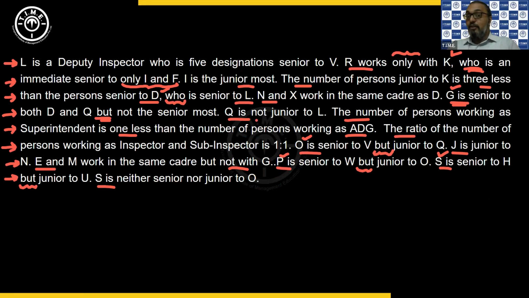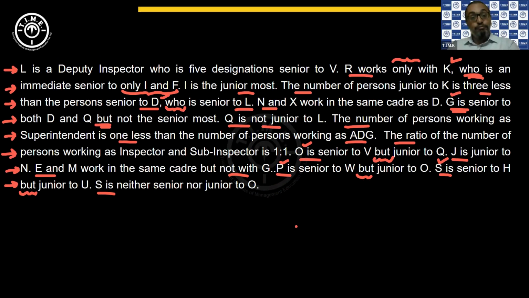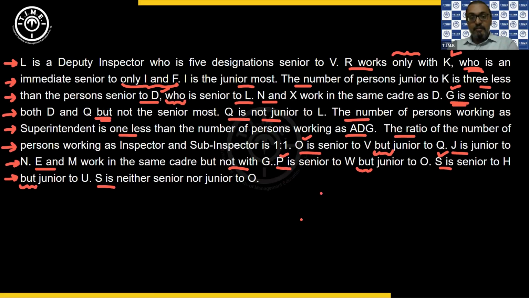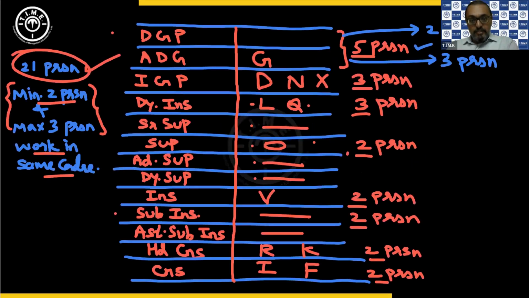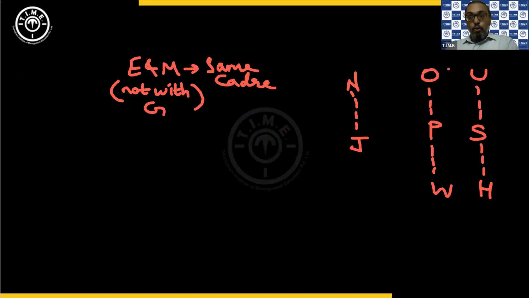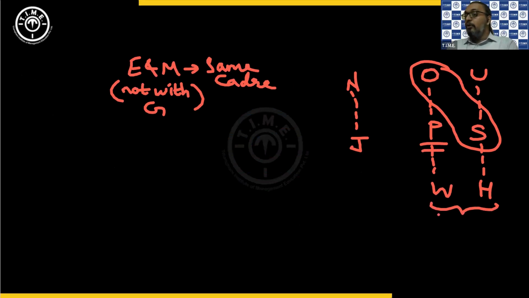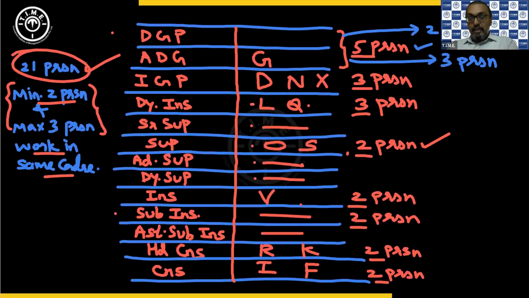So this is again very similar to what we discussed for Q, not junior to L. Here he says S cannot be senior to O, neither junior to O. Correct. Very good, Praful. Yes, S has to be put with O. That is correct. So 2 people are already fixed for superintendent now. Now check O and S are in the same cadre. Now below O and S, you need P, and then you need W and H.